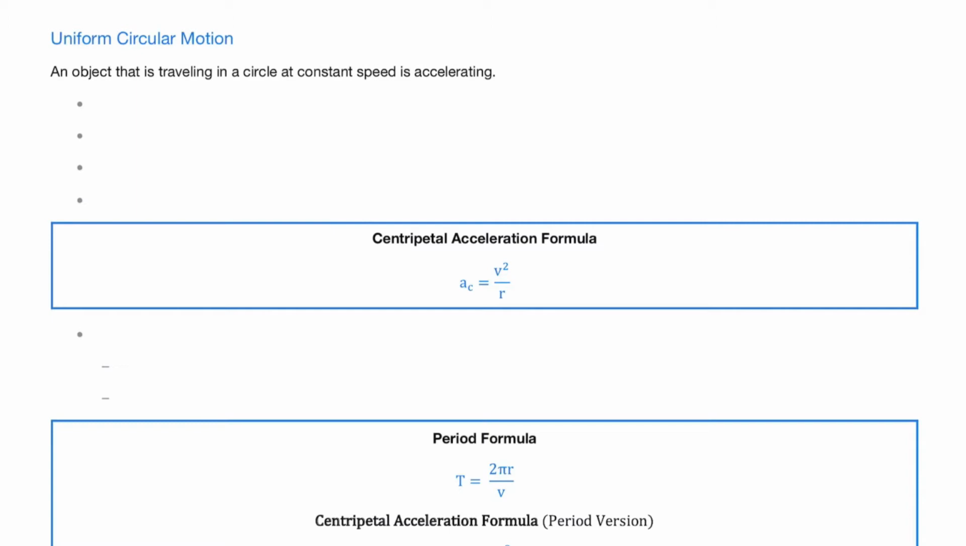A couple facts about this type of motion. If it's traveling at a constant speed, the velocity is always tangent to the circle. The acceleration is always towards the center of the circle.